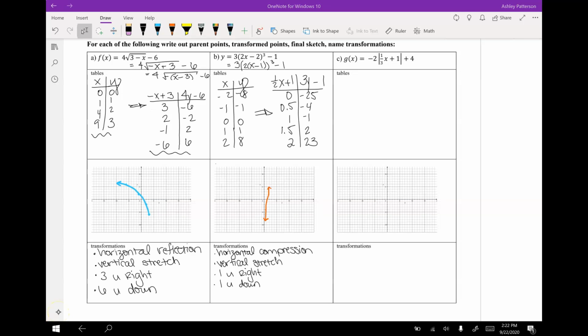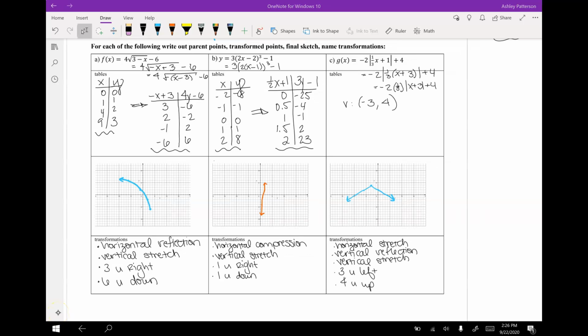Okay, so you'll notice for B that we didn't actually have to move anything around, but we did have to factor out the B value. Again, we have the parent table and the transformation table. It is not only horizontally compressed, but vertically stretched. So you'll notice that we can't really graph a whole lot of this. I did my best to put the curve at the central point, which is 1, -1. And now if you need to pause, you can do the absolute value.